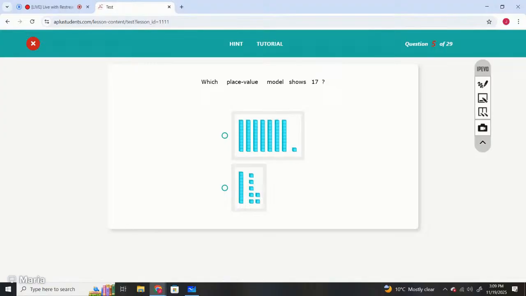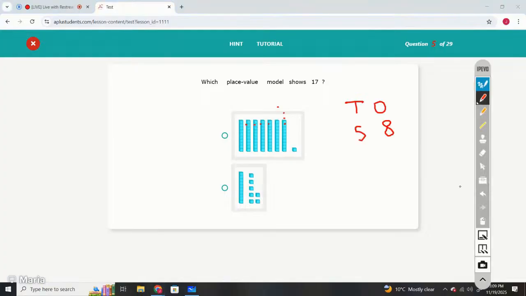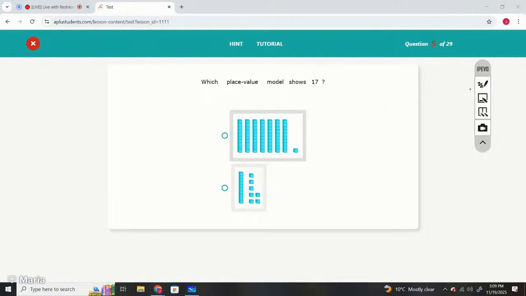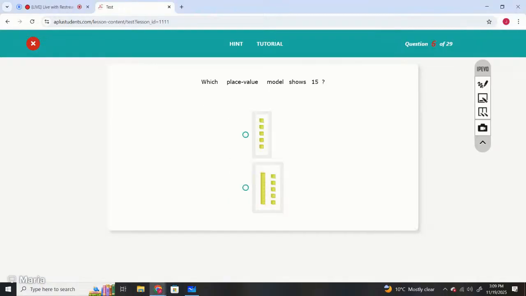Which place value model shows 17? 17 means we have 7 ones and 1 ten, right? So let's see which one has 7 ones and 1 ten. Option number 2 is the correct option, that has 7 ones and 1 ten. Got it?